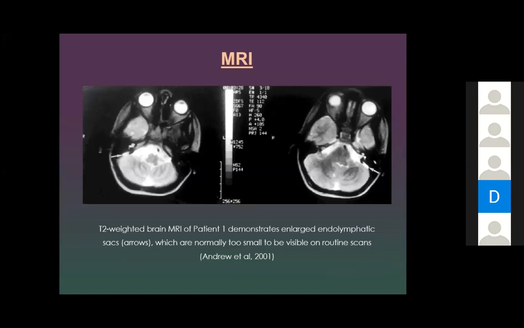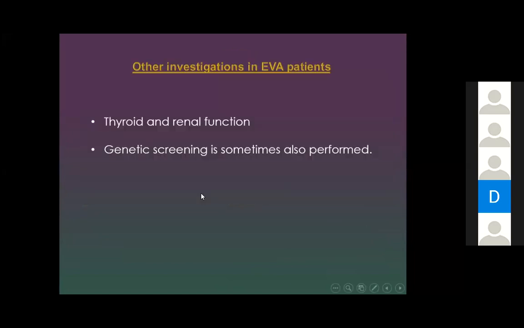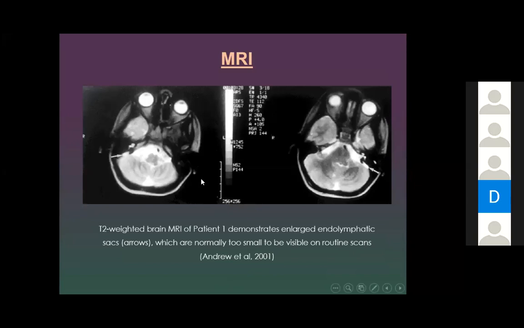Another modality to diagnose endolymphatic duct and sac enlargement is MRI. MRI shows soft tissue. So to diagnose an enlarged endolymphatic sac and duct, its presence in MRI refers to its enlargement, as normally they are too small to be visible in routine scans, especially the sac. The duct may be seen, while the sac is usually not seen in normal routine scans.